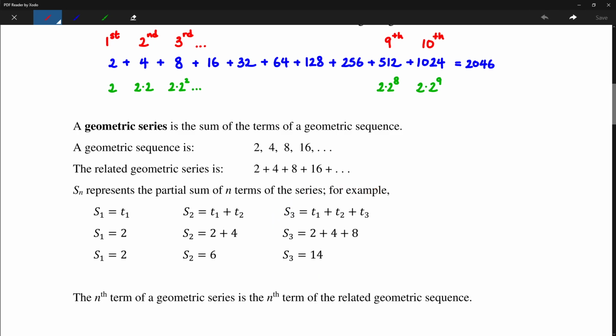So what that means for us is this sum right here, 2046, would have been denoted S10, the sum of the first 10 terms.